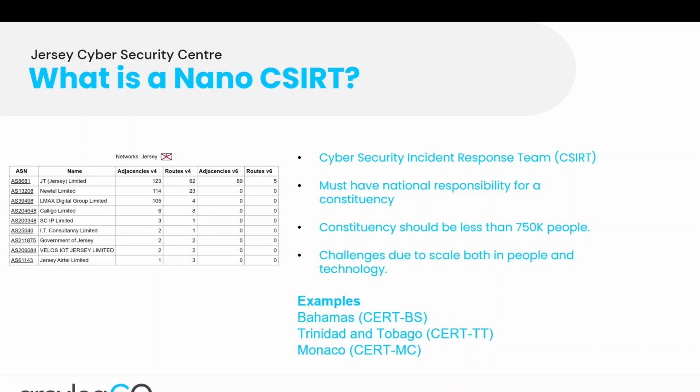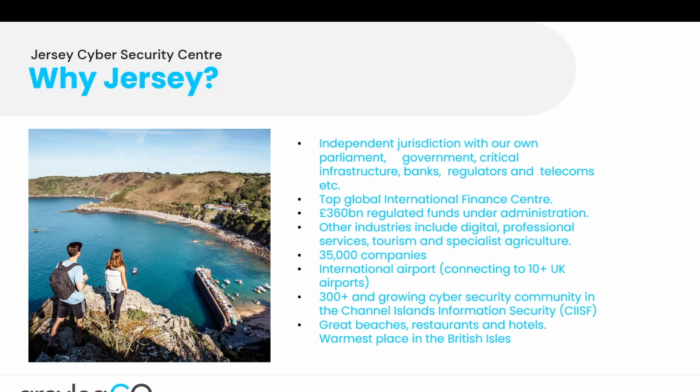As you can see, this is our constituency on the left here. It's made up of a number of ASNs from our telcos and various other people, and our mantra is to prepare, protect and defend the island of Jersey against cybersecurity threats, whether that is for a person, for a business, for a domain, etc. Other examples of Nano National CSIRTs are CERT BS, the Bahamian CERT, Trinidad and Tobago CERT TT, and Monaco CERT MC.